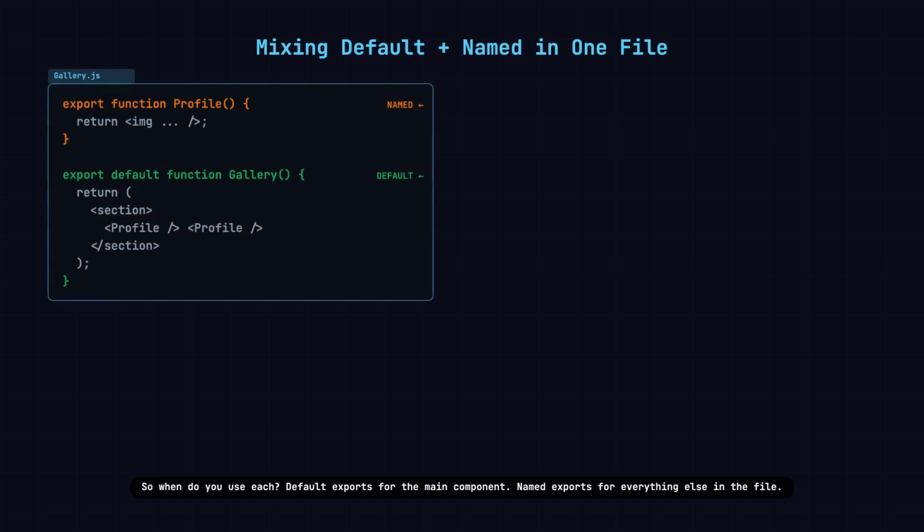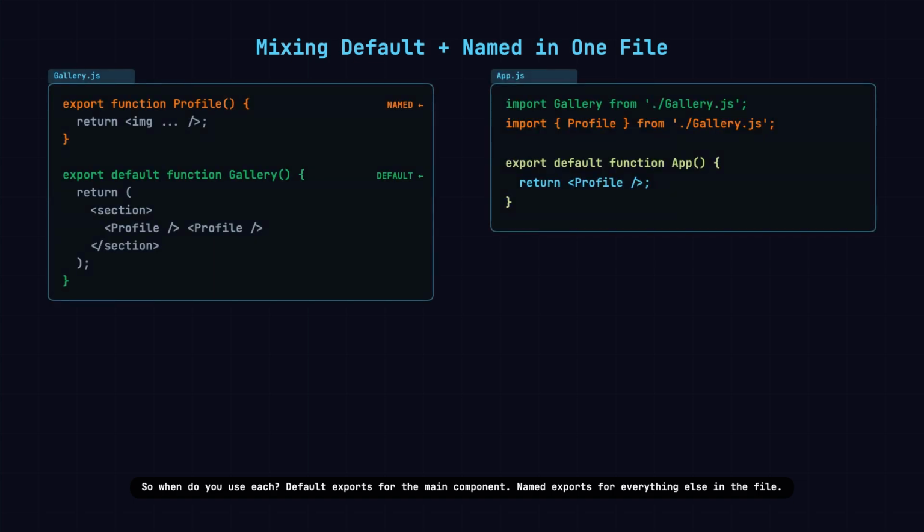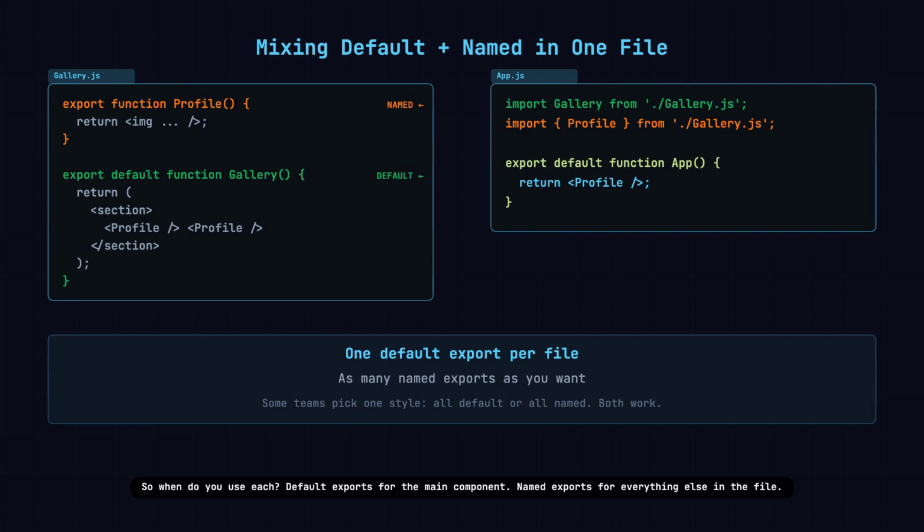So when do you use each? Default exports for the main component, named exports for everything else in the file. A single file can mix both. Gallery.js can have a default Gallery export and a named Profile export. App.js then imports both. Import Gallery from Gallery.js and import Profile in curly braces from Gallery.js. One rule: a file can have at most one default export, but as many named exports as you want.